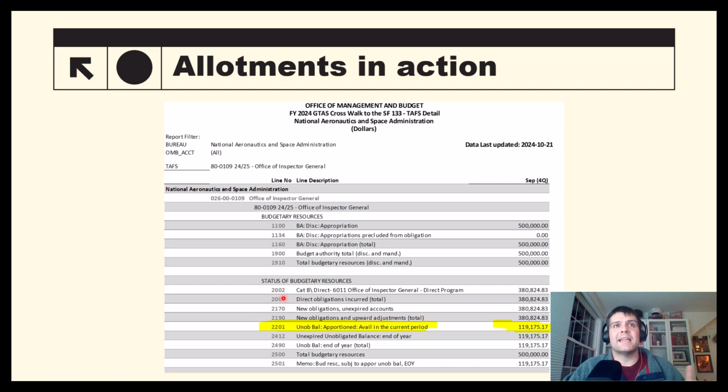And then we go to our status of budgetary resources. So if you're thinking, where is my apportionment? Where's my allotment? It's actually going to be, for this particular fund right now, in line 2201, unobligated balance apportioned available in the current period. Now this is 119,000. This report is the SF-132, the budget execution report at the end of the fiscal year of 2024. So this 119K is what is left. What is the ending balance in your allotments?